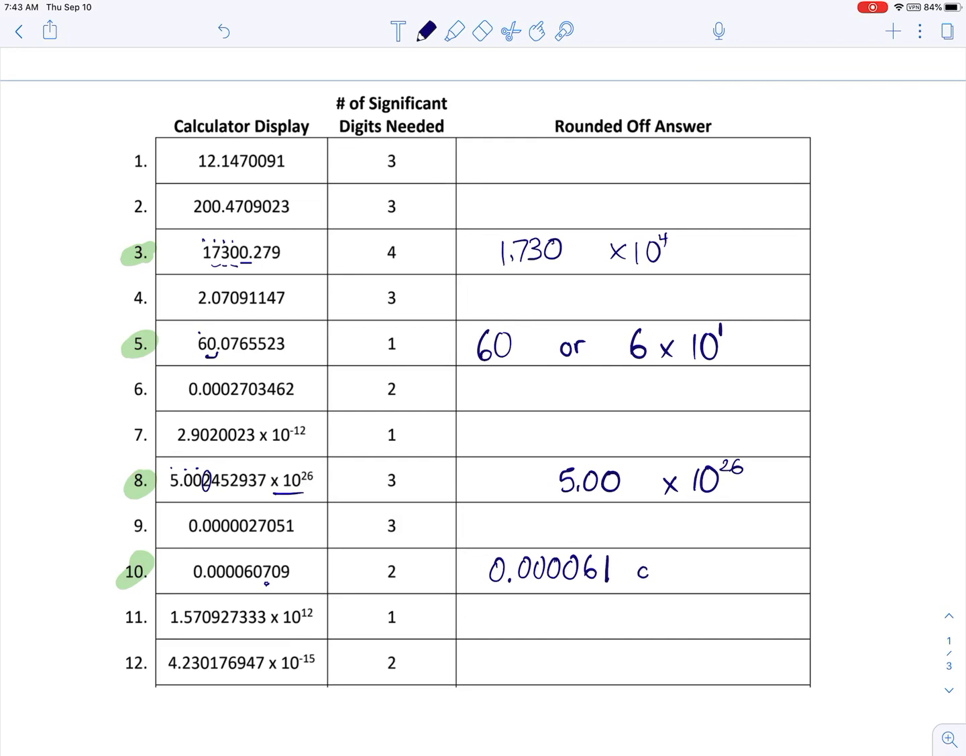If you wanted to put that in scientific notation, 6.1 times 10 to the power of, and we had to move the decimal 1, 2, 3, 4, 5 places. We'll put a 5. But that number, 0.000061, is less than 1. It's a very small number, so the exponent here is going to be a negative 5. In scientific notation, numbers that are small like that have negative exponents.